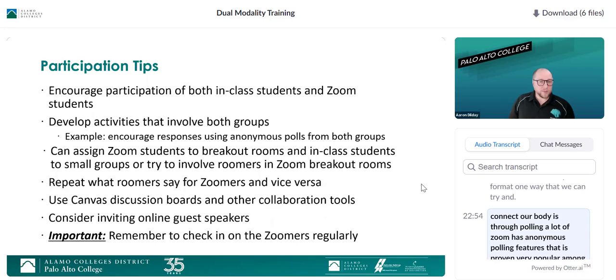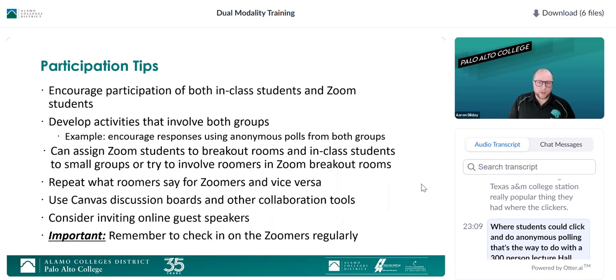A lot of Zoom has anonymous polling features. That has proven very popular among students. When I was teaching at Texas A&M in College Station, a really popular thing they had were the clickers, where students could click and do anonymous polling. That's a way to do it with the 300-person lecture hall. But now with Zoom and devices and everything, students can do it from their device, and it's a lot easier. But again, that has been a very tried and true method of encouraging low stakes participation amongst students. And that's a way that you can do it from Zoomers and Roomers, potentially get them all involved.